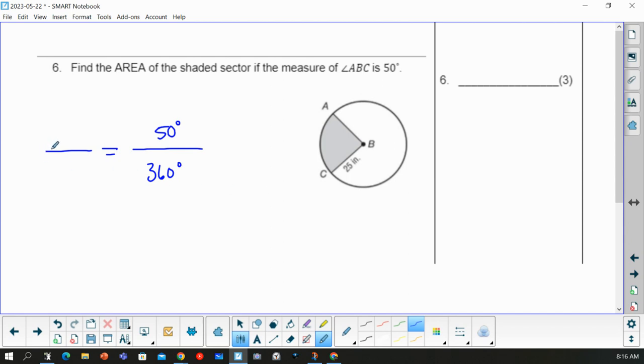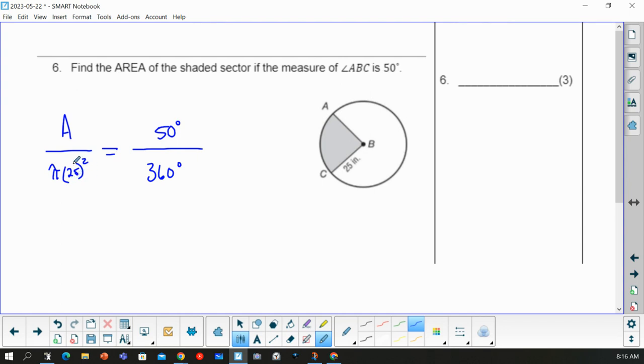Over here, the area of the sector, I don't know what that is. I'm going to put an A for area of the sector. I'm trying to find it. But the area of the circle, I actually could find because I know that its radius is 25. So the area of a circle is pi times the radius squared. So notice that if I put everything that I know in here, I only have one unknown that I will be able to solve for.